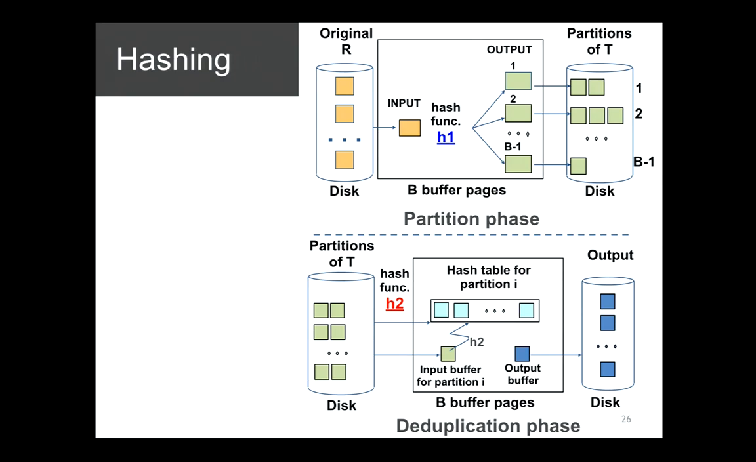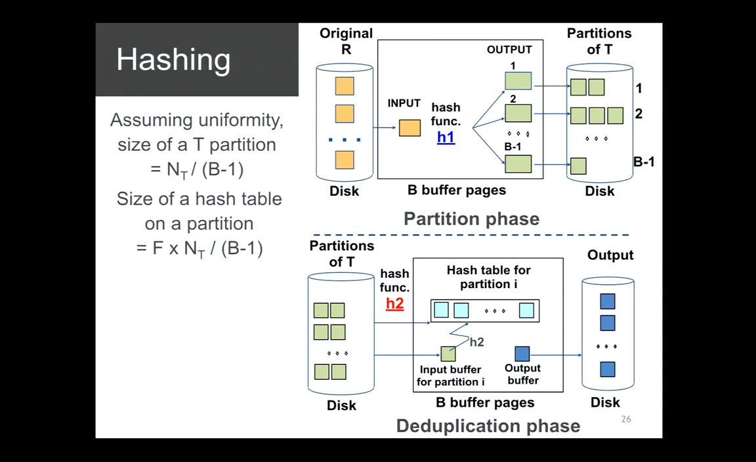To do that calculation, we have to know the size of the partition Ti. Let's assume H1 uniformly splits all the incoming records into these B-1 partitions. So the size of Ti is going to be NT over B-1. So the size of a hash table on this temporary partition file is F times NT over B-1. That's the fudge factor 1.4 we talked about on the last slide.